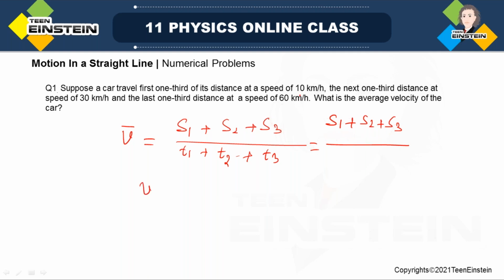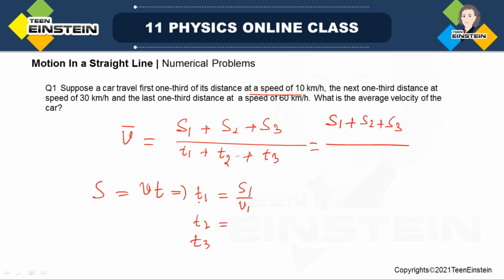Denominator I know v. These are uniform velocities. See, uniform velocity means s is equal to v t. This is the formula for uniform velocity. The distance traveled by any object in time interval t will be s is equal to v into t, that is the uniform velocity into the time. So from this formula we can find out t1. t1 will be s1 by v1. Similarly t2, and t3 we can write.